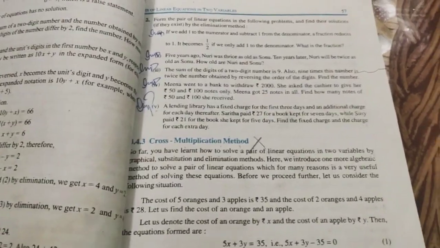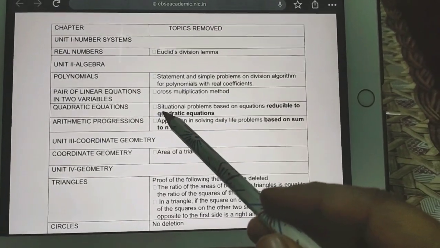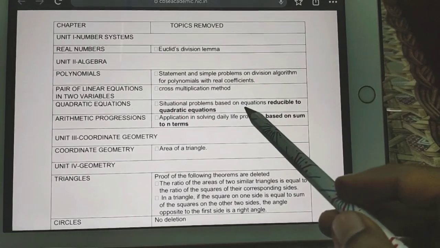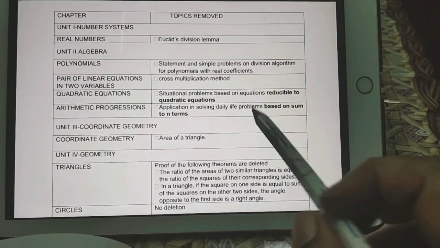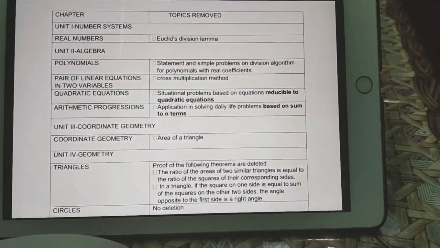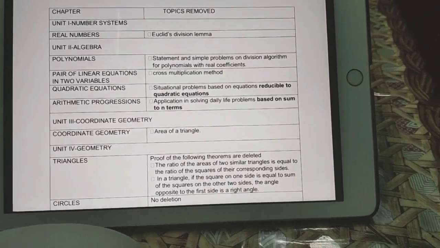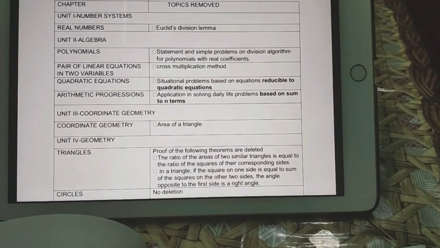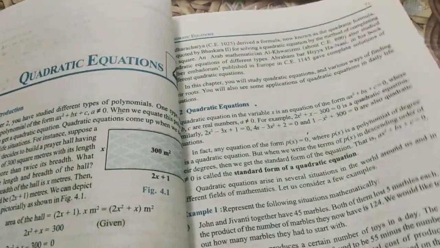Okay, next one is quadratic equations. So this is situation based problems on equations reducible to quadratic equations. Situation problems based on quadratic equations, where we have to make the quadratic equation, have been removed. There are a few questions that have been removed from quadratic equations. This one is quadratic equations, chapter number 4.